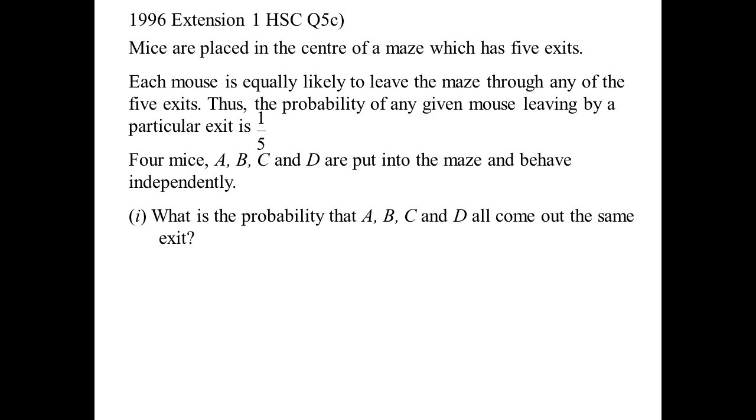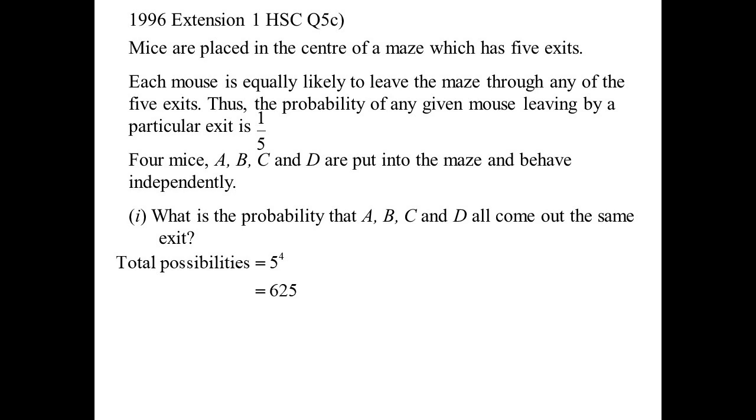4 mice. A, B, C and D. They're put in the maze and they behave independently. So what one mouse does not influence what the other mouse does. What's the probability that A, B, C and D all come out the same exit? So how do we use our basic counting principle for this? Well, the total number of possibilities, I'm using that power idea, will be 5 to the power of 4, because each mouse has 5 ways of leaving. So 5 times 5 times 5 times 5, we have 625 different ways they could go out.